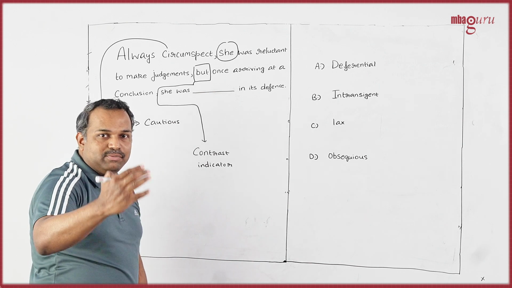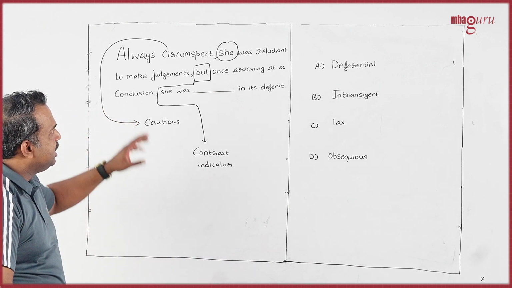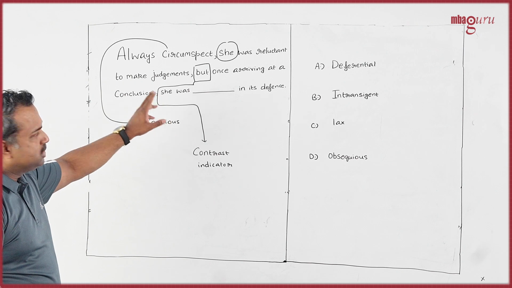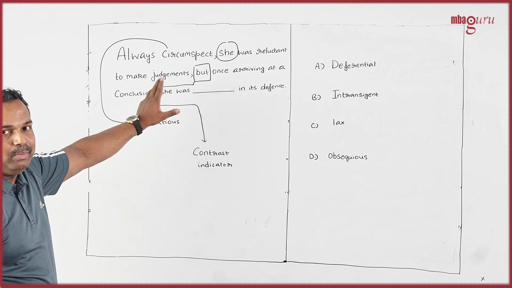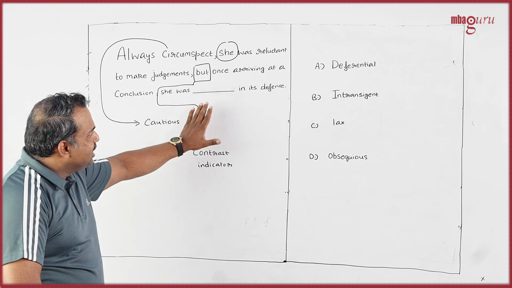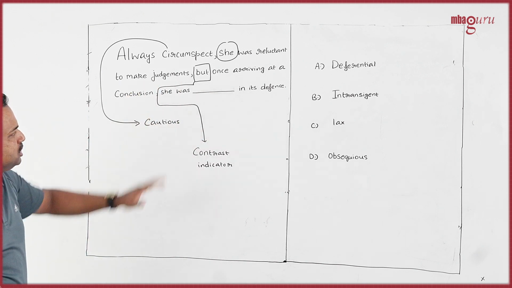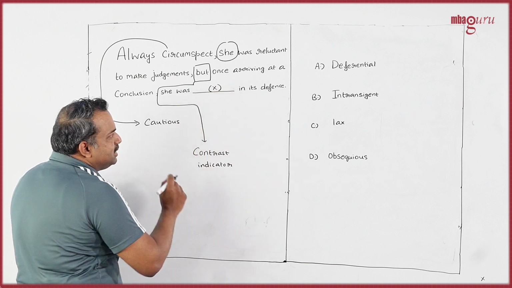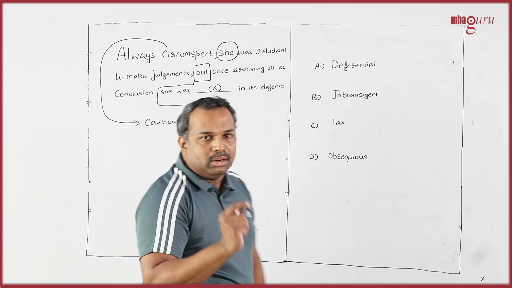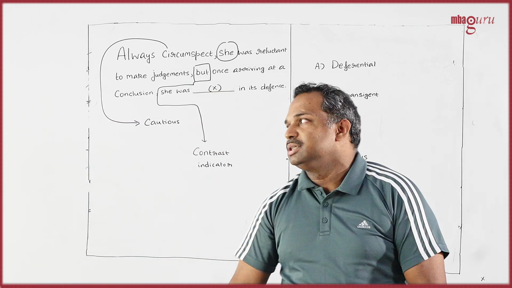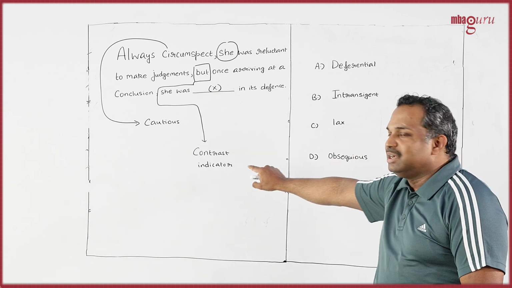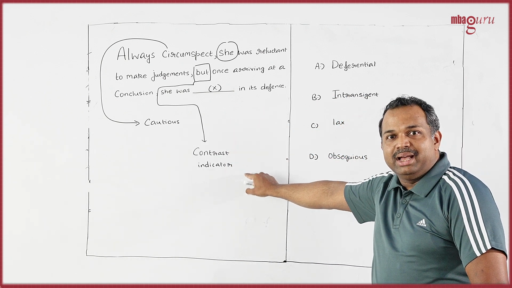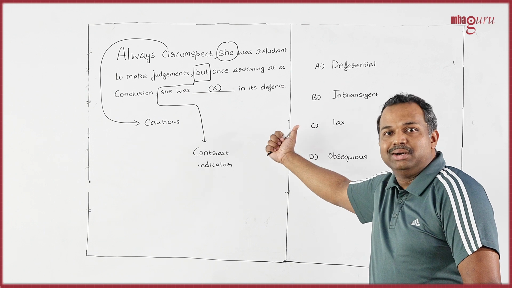So in the first half, you've been given information which says that she's a very circumspect person and very reluctant to make judgments, but once arriving at a conclusion, she was X or dash in its defense. I need to find a word that is going to do justice to this contrast, and then I'll have to look at the meanings of the words that are given.